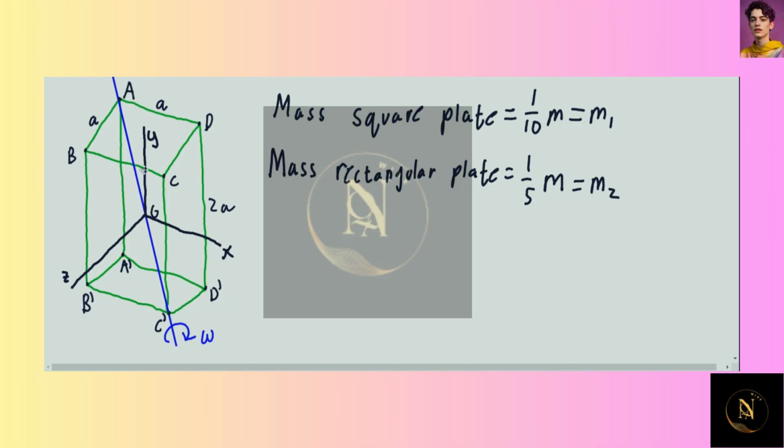And there's also a rod going from point A to C prime, and we need to find what the angular momentum is about this point G, and also the angle theta that's in between the angular momentum and the points A to C prime.